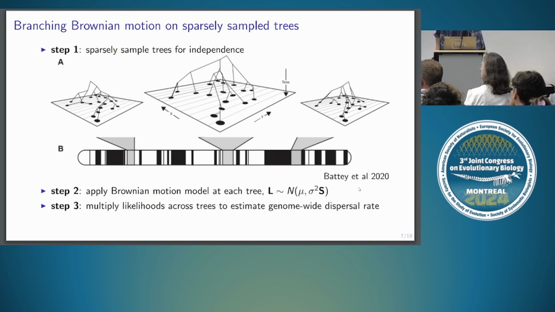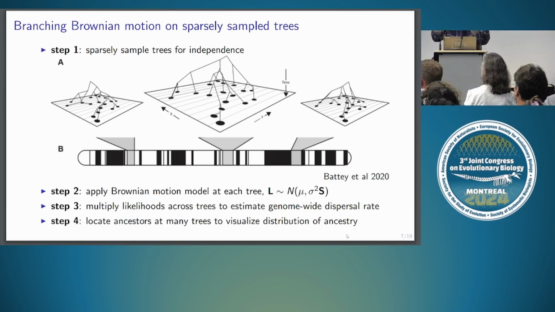In step 3 of this process, we first estimate the dispersal rate. We multiply the likelihoods across our sparsely sampled trees and get a maximum composite likelihood estimate of the dispersal rate using the entire genome. Step 4 is to locate ancestors, say, of sample 1, 10,000 years ago. At every sampled tree, we can ask that same question: where was sample 1's ancestor at that time? We get thousands of distinct ancestral locations for sample 1, and we can visualize a cloud of ancestry, a distribution of ancestry for that sample, on a map.